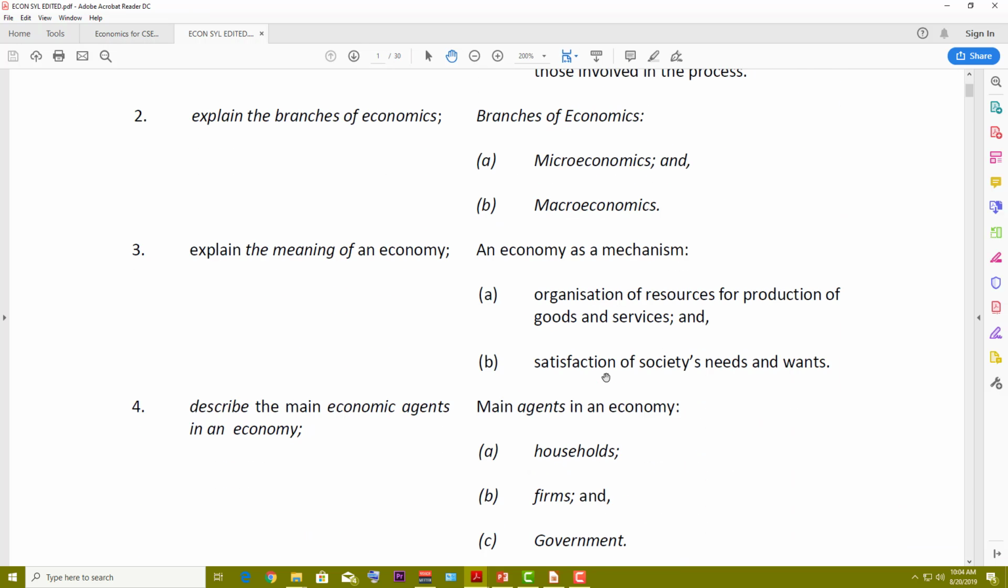What are the branches of economics? There are two main branches of economics that are outlined here in the syllabus. You have microeconomics and you have macroeconomics. As the word micro suggests, we're looking at the lower level, the tiny level.